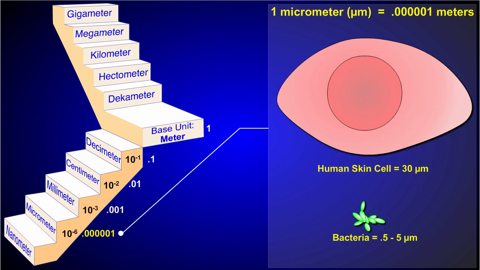Micrometers are 1,000,000 times smaller than meters. Single cells are often measured in micrometers. A human skin cell is about 30 micrometers in diameter, while bacterial cells range in size from 0.5 to 5 micrometers. Micrometers are extremely small. In fact, you'd need a microscope to see something this small.